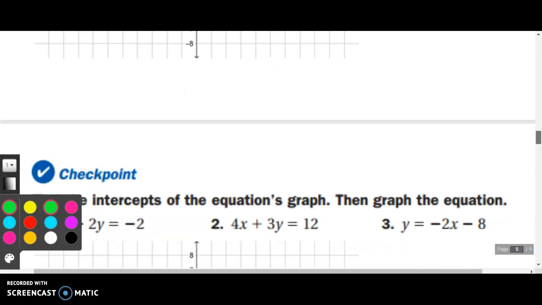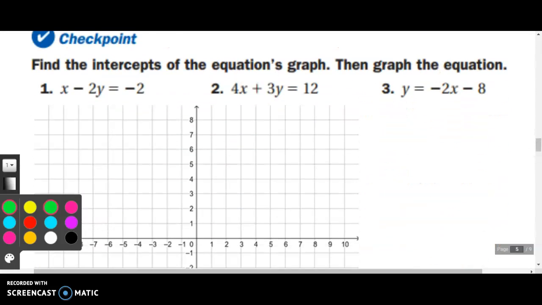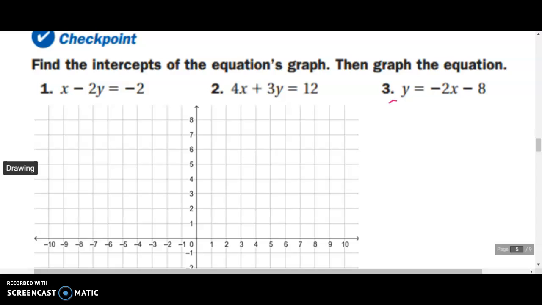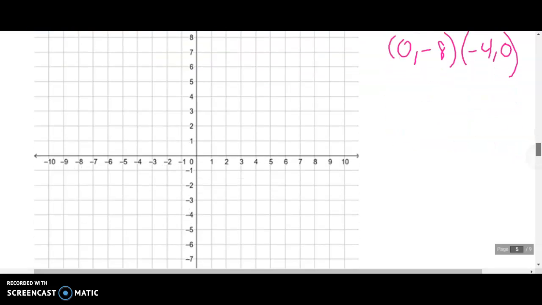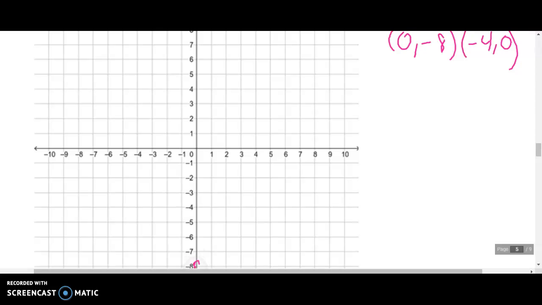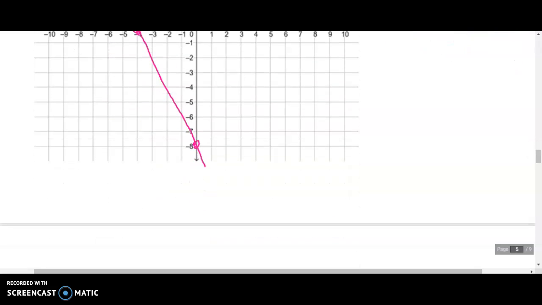And finally, number 3, we said had points of (0, -8) and (-4, 0). So (0, -8) is down here, and (-4, 0) is here. And now we have our graph. Don't forget to put an arrow on both sides because our graph extends in both directions infinitely. Okay?